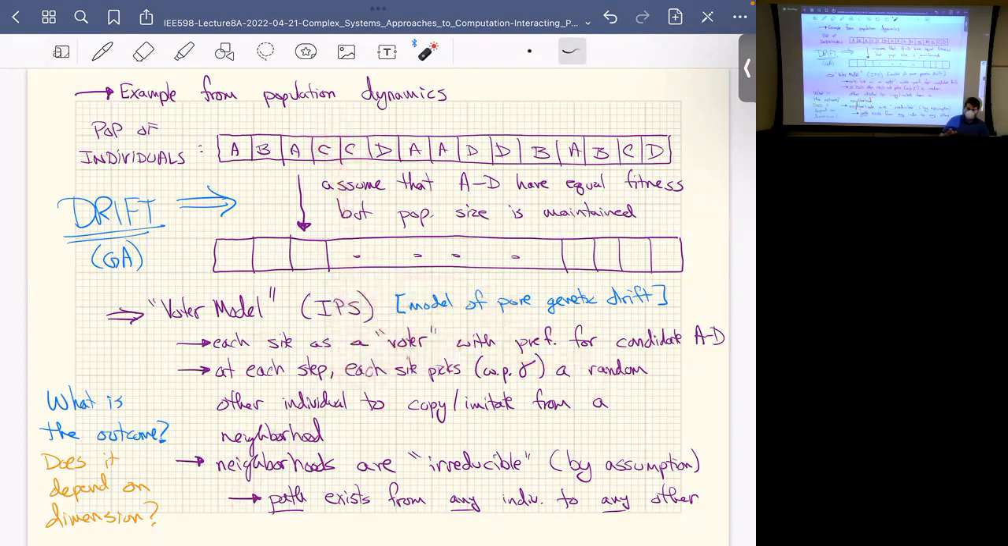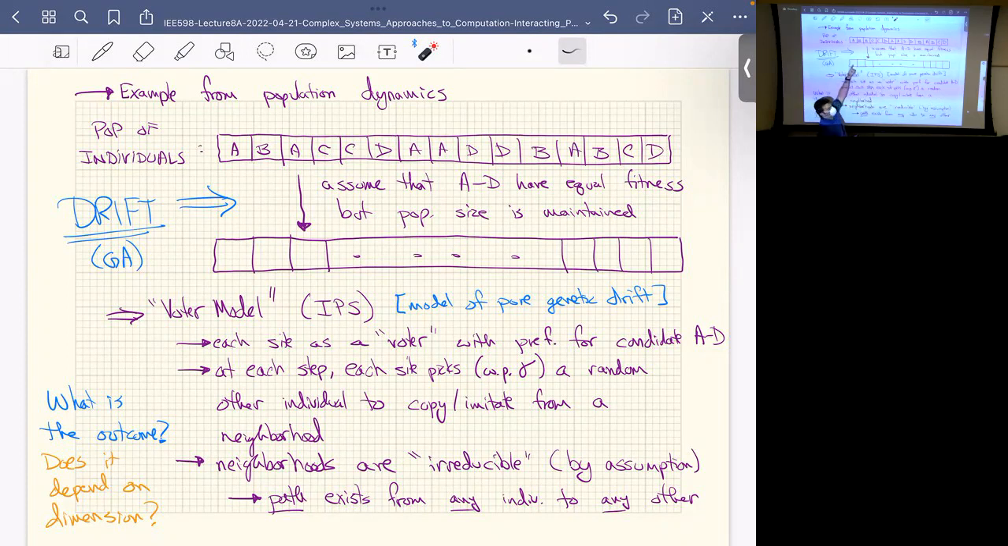And so we could define one-dimensional neighborhoods, two-dimensional neighborhoods, three-dimensional neighborhoods. And a question might be, does it matter? Will I get the same outcomes over time? Or in other words, the big thing I'm wondering about is consensus.